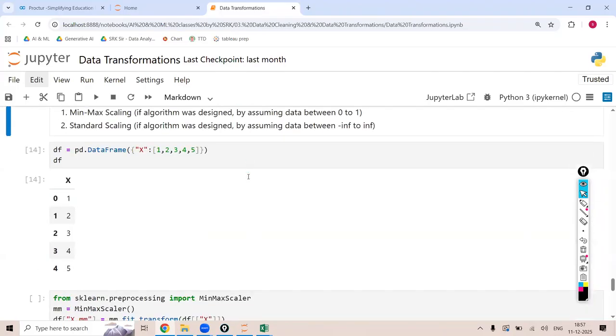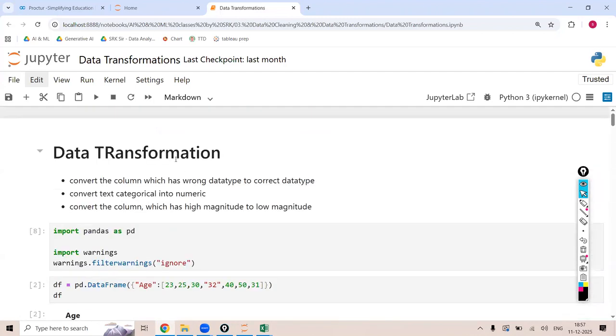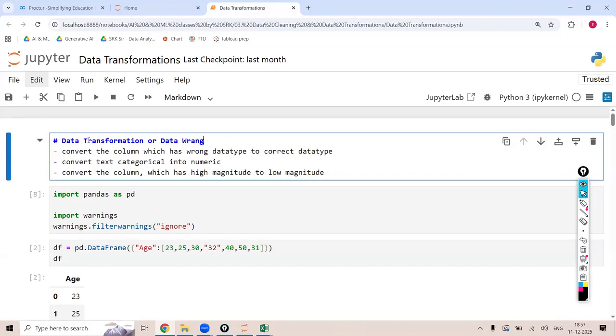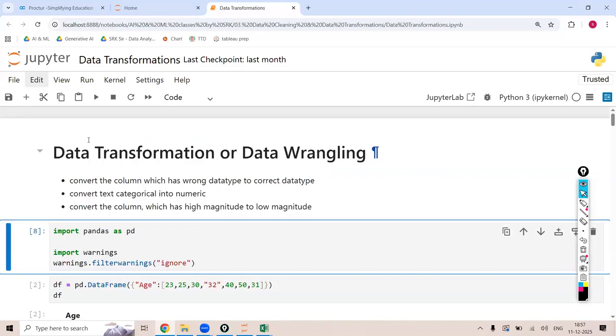Again, sir, even scaling belongs to the same logic: business problem, then entire data pre-processing. Data pre-processing means both data cleaning and data wrangling. I mean, data transformation. Another name for data transformation is nothing but data wrangling. Data wrangling, this is one more technical word. Data wrangling or data transformation means converting the data.